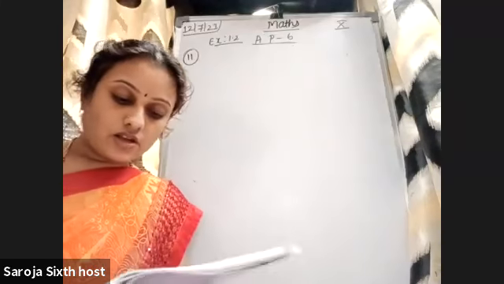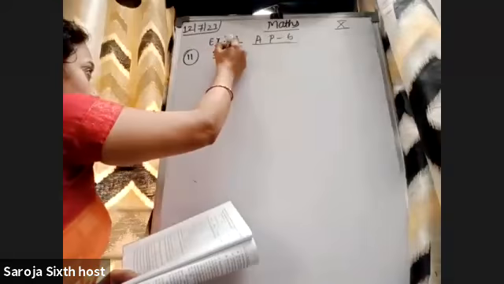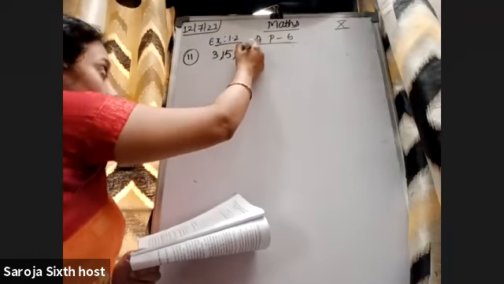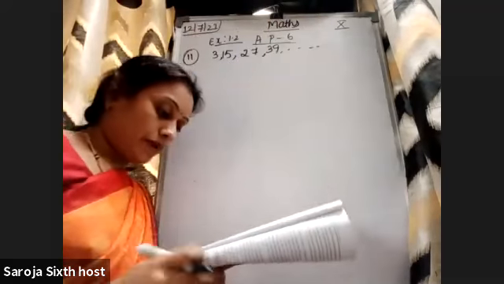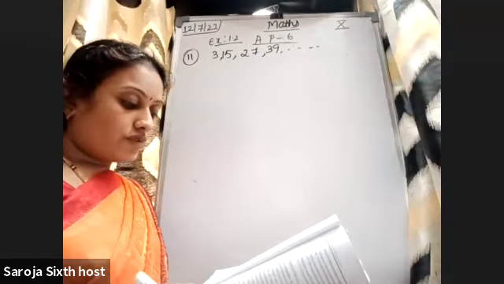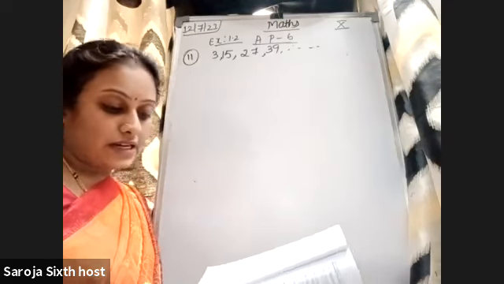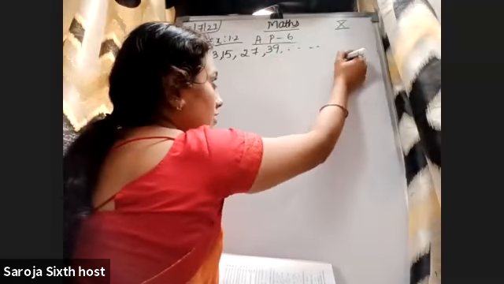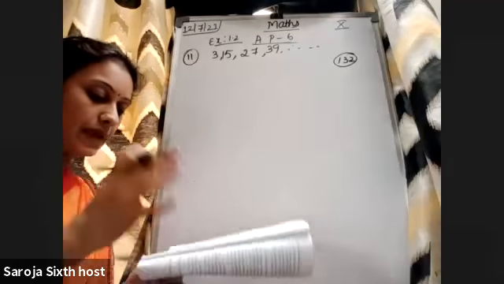Okay. So what is the meaning of this? Here an AP is given, that is 3, 15, 27, 39. So this is an AP. Which term of the AP will be 132 more than its 54th term? So here, what term is there? That is 3, 132. It is a term of this AP.